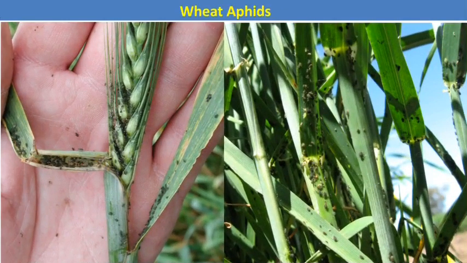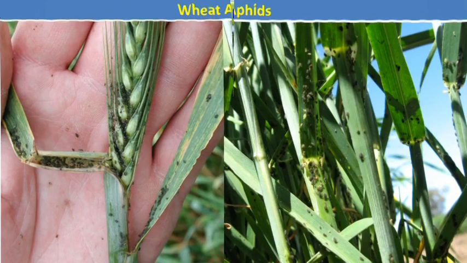And then the sucking pest, that is the wheat aphid, congregates on the different tender plant parts and sucks the cell sap from them. As a result of feeding, the infested plant parts become dry and yellowish in color, and after that it also excretes a honeydew-like substance which develops a black sooty mold fungus on the plant parts and reduces the photosynthetic rate.